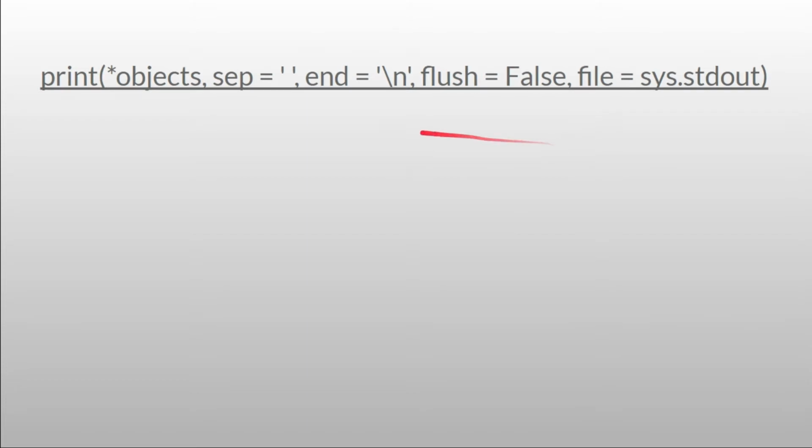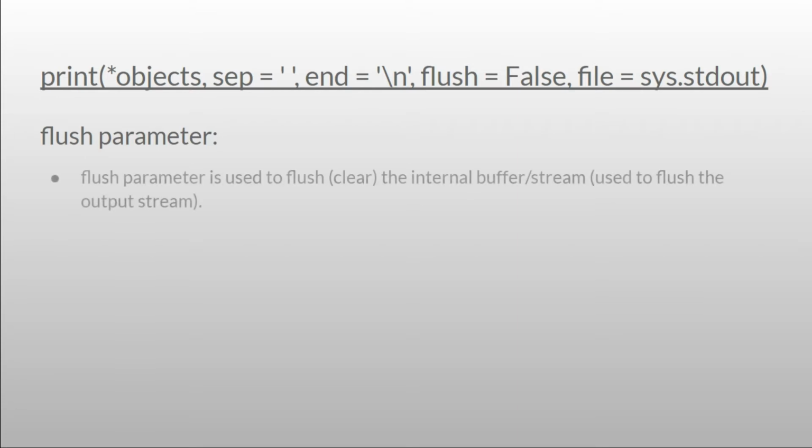In the last lecture we saw the use of parameters, sep and end. In this video, let's see the flush parameter. The flush parameter is used to flush or clear the internal buffer or stream, or we can say it is used to flush the output stream.